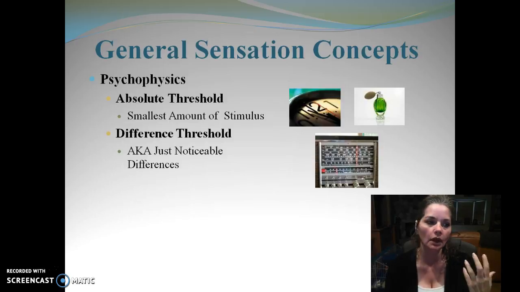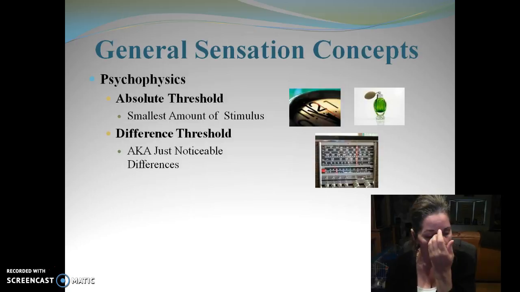Like maybe I'm arguing with my daughter about turning down the music or turning down the TV, and she says I did, but I did not detect it. The difference was not significant enough for me to detect that difference.